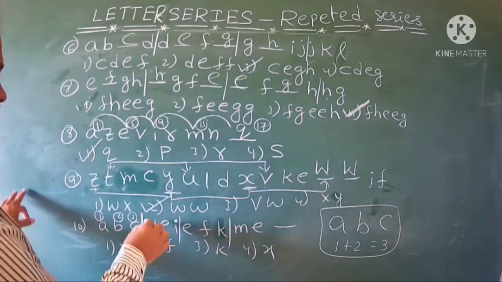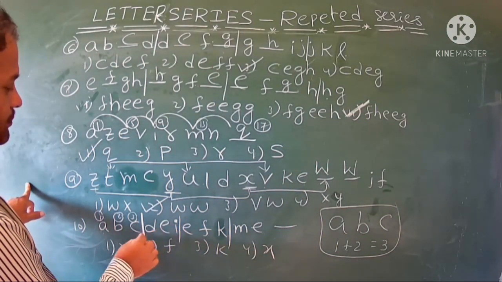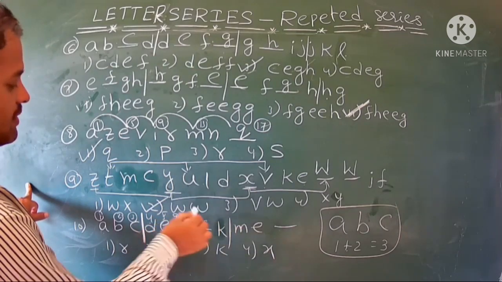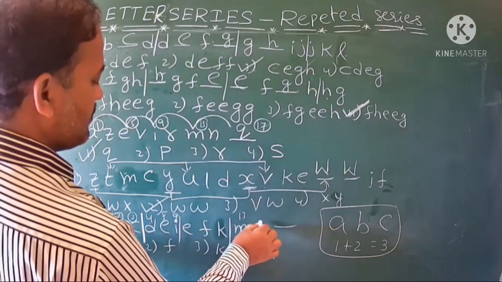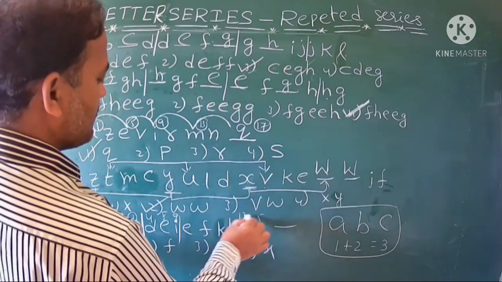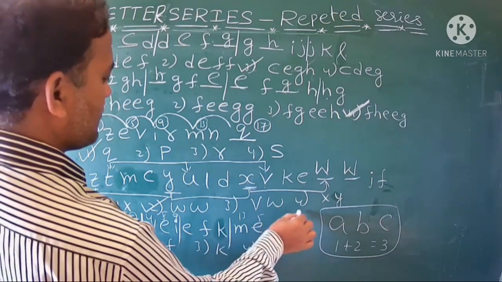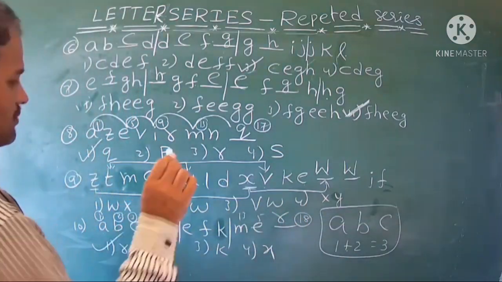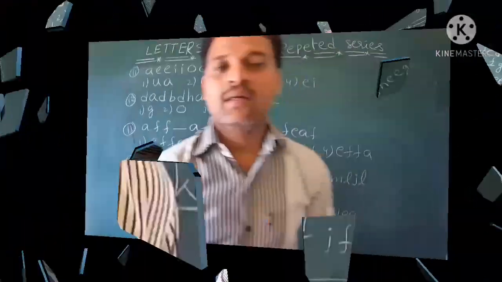So similarly here, same like that, here D4, E5, this is 9. Like that here M is 13. So E is how much? E is 5. This is 13 plus 5, which is nothing but 18. I want 18. 18 is nothing but R. So option 1 is correct. So these are the first 10 questions.